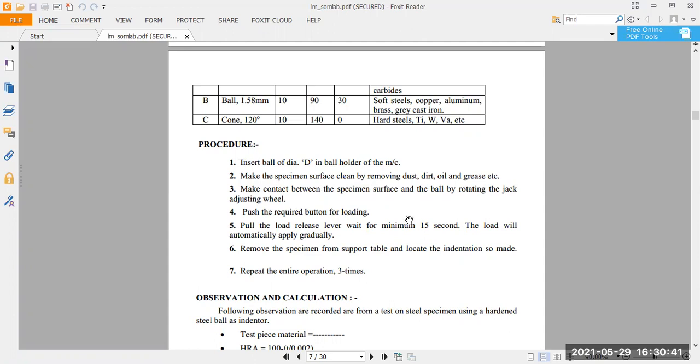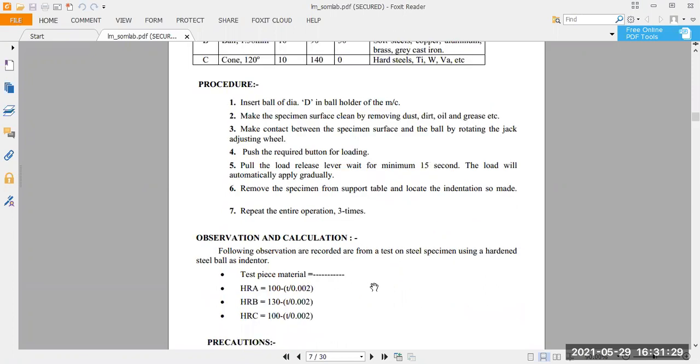Then push the required button for loading. Unlike the Brinell and Vickers tests, where we put the load release lever and wait for a minimum of 60 seconds, here we move up the specimen to take an initial reading, as shown here. Then release the load release lever and wait for 15 seconds. The load will be applied automatically and gradually. Then withdraw the specimen and see the final position of the indenter. Many details are not given here for this machine. Then repeat the entire operation, locate the indentation so made, and repeat the operation again 3 or 4 times.